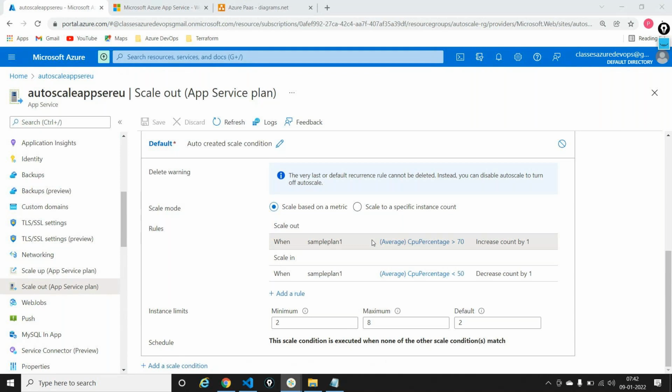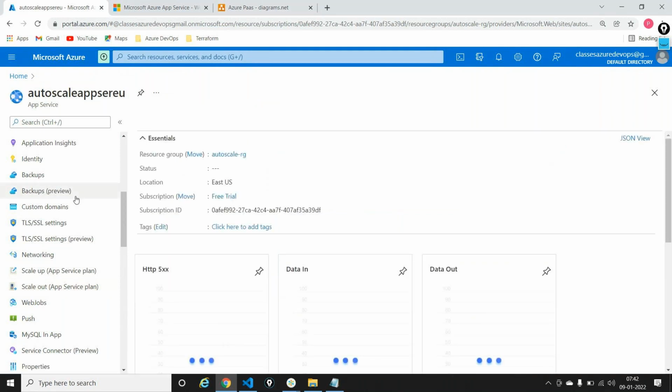Yep, please go, Shankar. Sir, with the plan, we have the 10 instances, right? But in the instance limits for maximum, you are giving only 8. Why? That's correct, because the plan allows me to scale up to 10 instances.